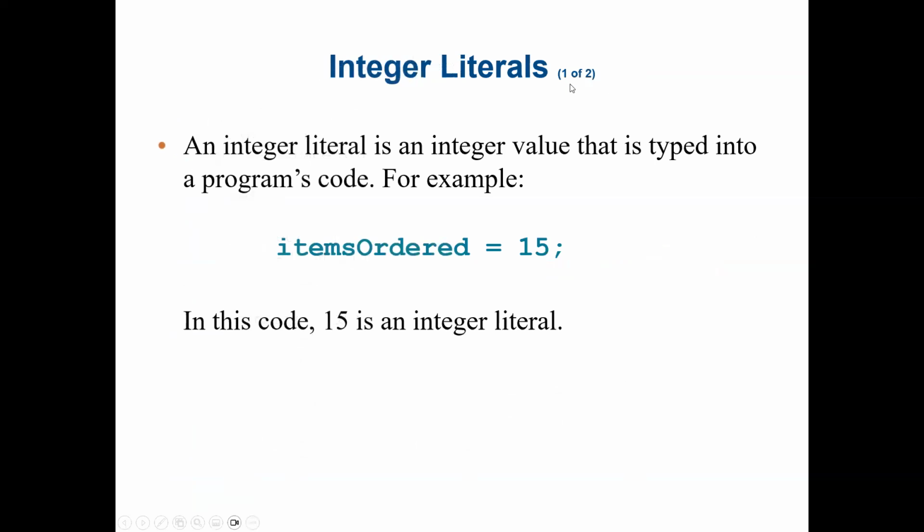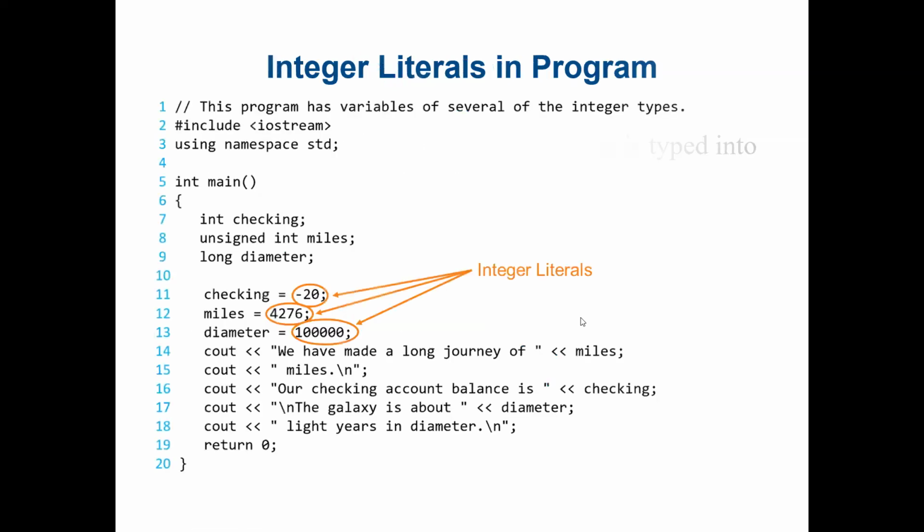Now, an integer literal is an integer value that is typed into the program's code. So, for example, items ordered is 15, or we assign 15 to items ordered. So here we say that 15 is an integer literal. And that's what we did in our previous example. So for checking, we assign -20, 4276 to mouse, 100,000 to diameter. These are called the integer literals.